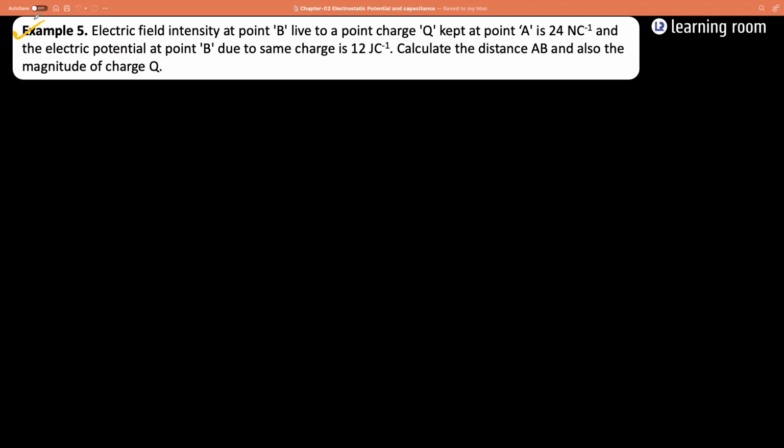So do this. There is a combination of electric field and potential. The electric field intensity at a point B, due to a point charge Q kept at point A, is 24 Newton per Coulomb. And the electric potential at point B due to the same charge is 12 Joule per Coulomb. Calculate the distance AB and the magnitude of charge Q.